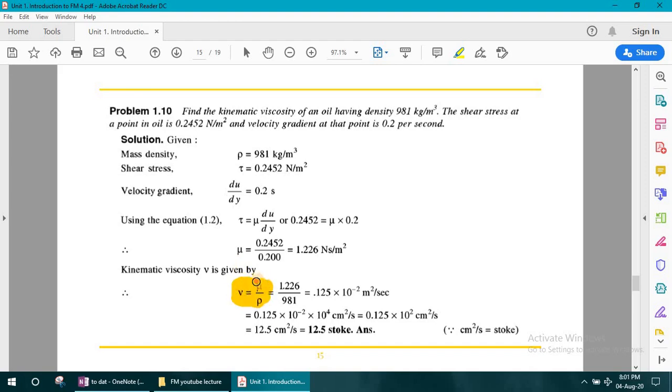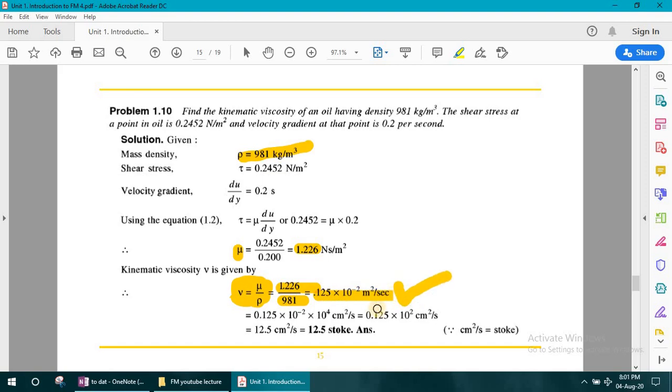This formula I have given in the theory part. So I suggest that first of all you see my previous theory lectures, then only you will understand this part. So you can calculate nu is equal to mu, which you have just calculated, 1.226, divided by density 981. If you calculate this, you will get your answer as 0.215 into 10 raised to minus 2 meter square per second. This is the unit of nu, again given in the theory.